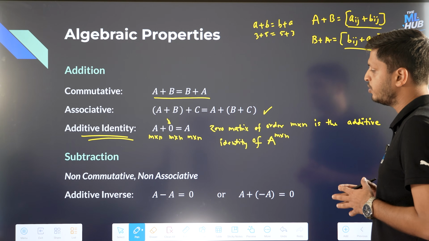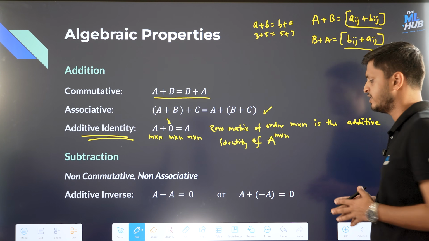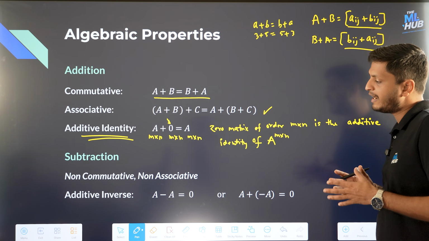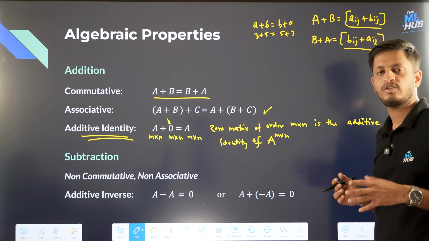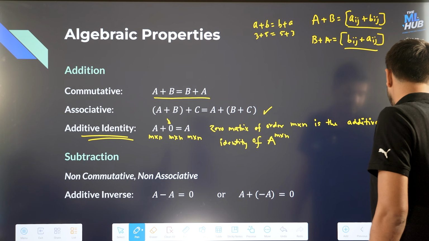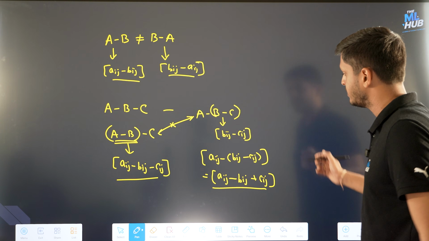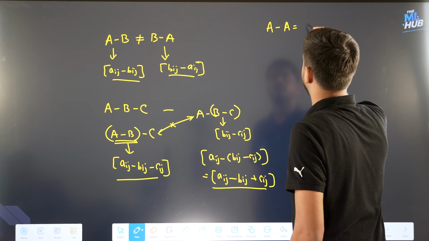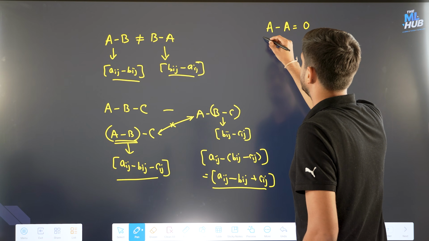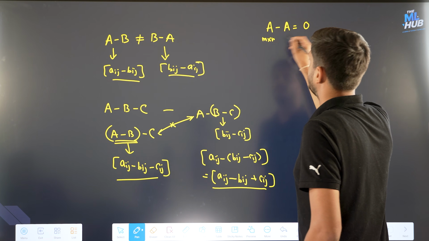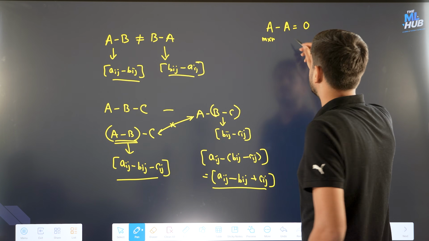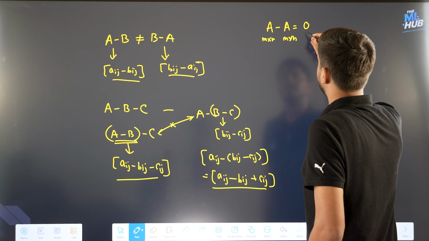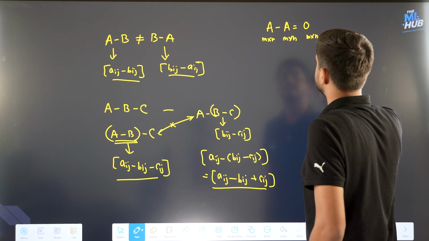But what properties hold? Additive inverse. If you subtract a matrix from itself, you will get the 0 matrix. It's a very obvious thing. So for any matrix A, if you subtract A from itself, you will get the 0 matrix. If A is of order m cross n, and if you want to subtract a matrix, it also has to be of order m cross n. And if you are subtracting a matrix from itself, you will get the 0 matrix of size m cross n.